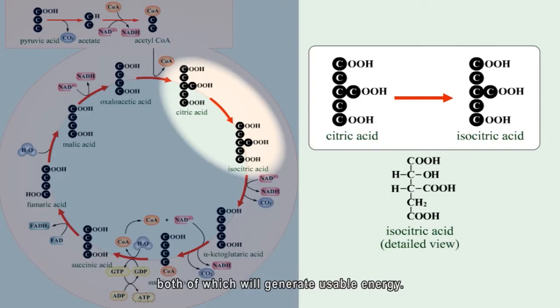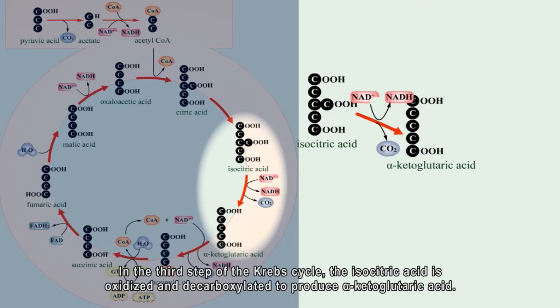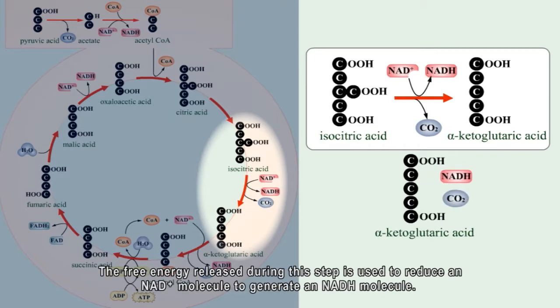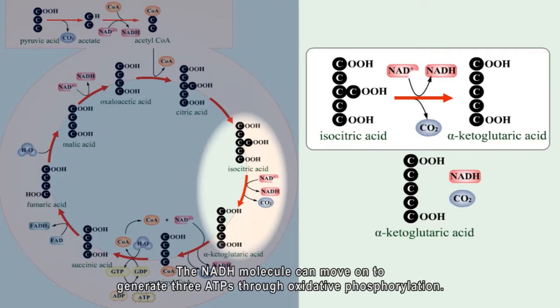In the third step of the Krebs cycle, the isocitric acid is oxidized and decarboxylated to produce alpha-ketoglutaric acid. The free energy released during this step is used to reduce an NAD molecule to generate an NADH molecule. The NADH molecule can move on to generate 3 ATPs through oxidative phosphorylation.